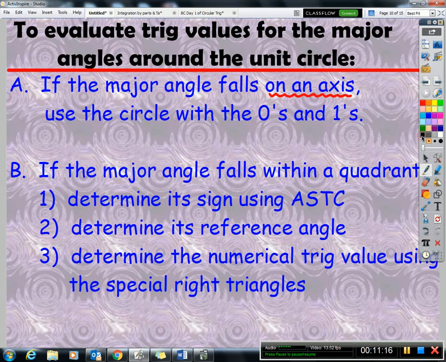If the major angle falls within a quadrant, then it's a three-step process. First, figure out in what quadrant the angle falls and use All Students Take Calculus to decide if the answer will be positive or negative. Then, come up with the reference angle. That's what we were just doing on the previous chart. Then, since the reference angle will be 30, 45, or 60, use the 30, 60, 90 triangle or the 45, 45, 90 triangle to get the answer. Take a minute and make sure you've got your circle with the ones and zeros drawn and your two special right triangles drawn, and away we go.